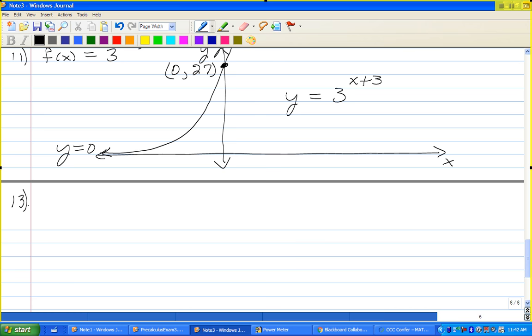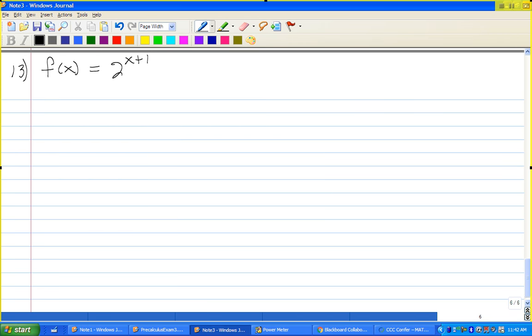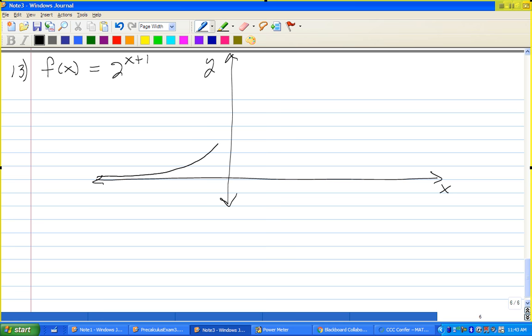13. f of x is equal to 2 to the x plus 1. Okay, so again, this is the same as the graph of y equaling 2 to the x, but I'm going to add 1, so I'll move 1 unit to the left. And so it should look something like this. And so this is the graph of y equaling 2 to the x plus 1.